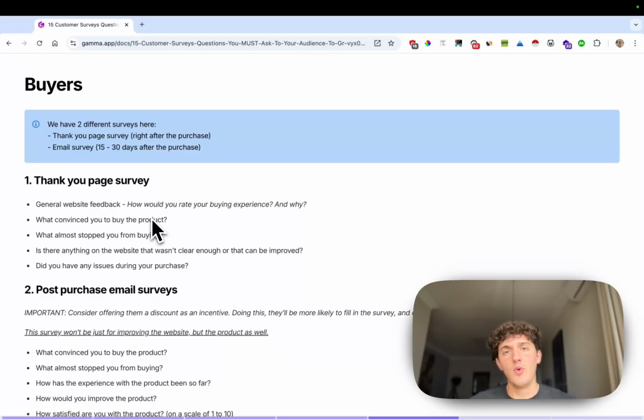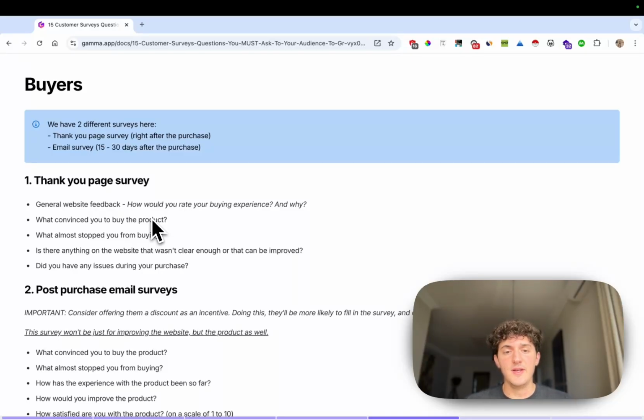What were the elements or the things in the website that convinced them to buy? What almost stopped them from buying? So if there is something that was almost on the verge of getting them to leave the website and not buy, but still wasn't enough to stop them from buying from you.